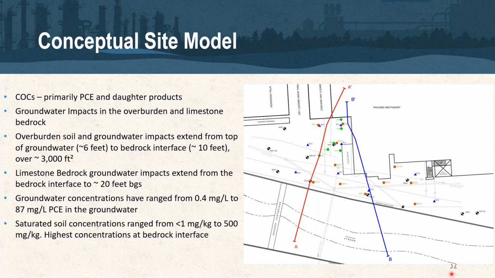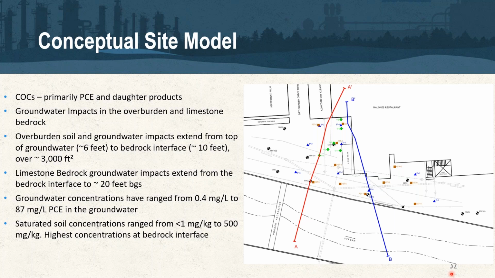So, conceptual site model: again, the primary COCs here are PCE and daughter products. Groundwater impacts were identified in both the overburden and the limestone bedrock. Overburden soil and groundwater extend from the top of groundwater at 6 feet below grade to the bedrock interface at approximately 10 feet, and the overburden impacts were on the order of approximately 3,000 square feet. Limestone bedrock groundwater impacts extend from the interface to approximately 20 feet below grade.